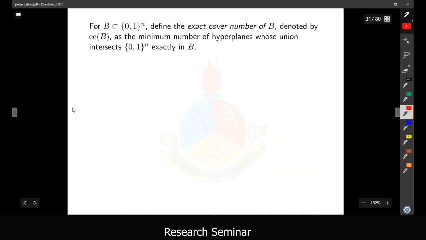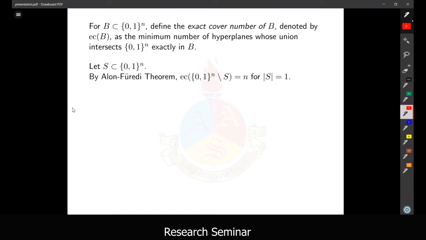Okay, so let me introduce some notation. For a subset B of our hypercube, we define the exact cover number of B, which we will denote as EC of B, as the minimum number of hyperplanes which we need to cover exactly B. So by the Alon-Füredi theorem, if we consider a set B of the form whole hypercube minus 1 point, then we know that this exact cover number is just equal to n.